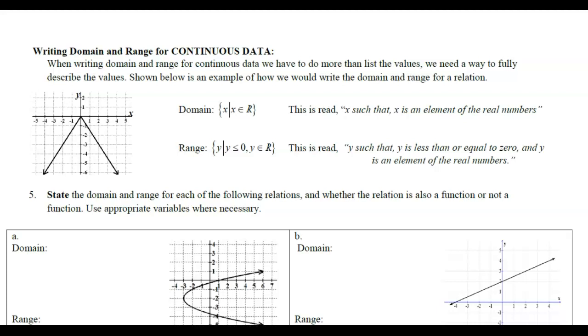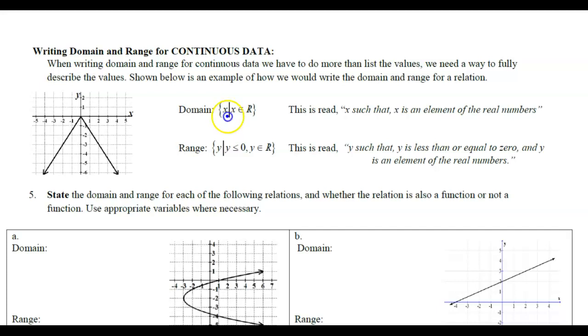All right. So we have to do more than list the values. We need a way to fully describe them. Below is an example. Notice domain, colon or equal sign, I'm not really picky on that, but we use those squiggly brackets, and this is what you have to put in there. And you say, why do I have to do that? It's the proper notation. It's what is known as proper notation for domain and range in set builder notation.